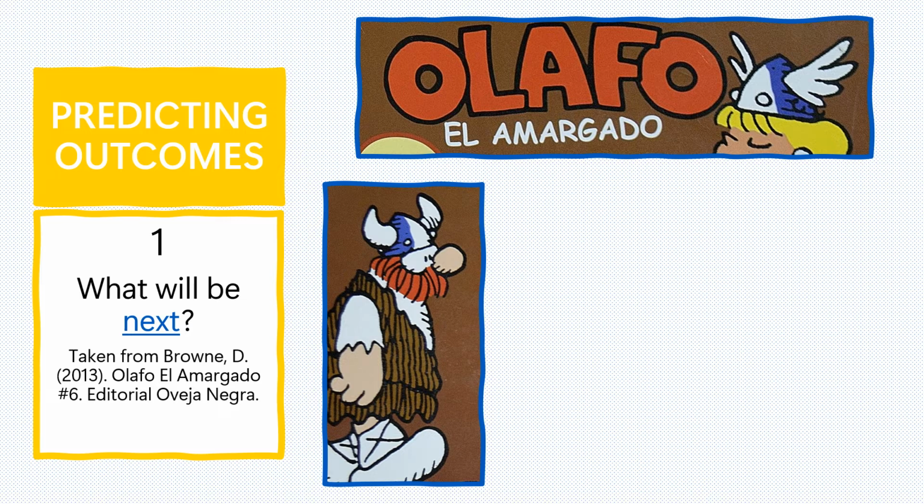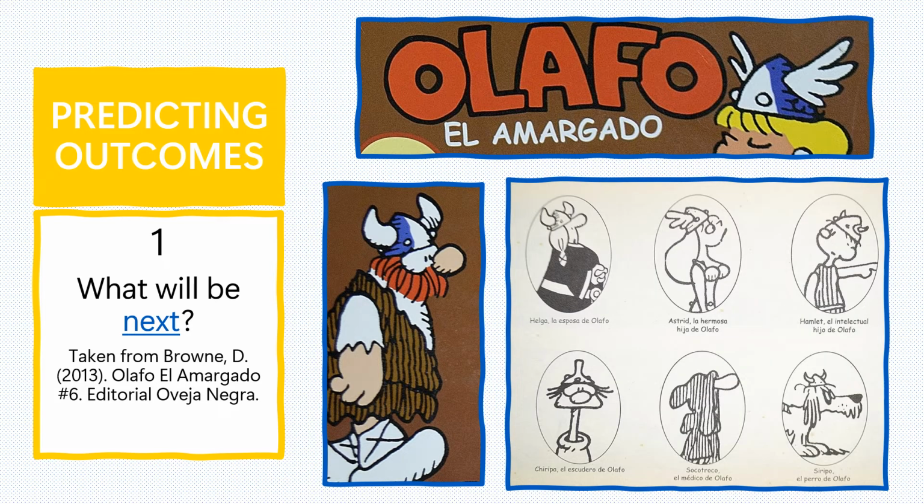So let's see Olafo el Amargado. He has a family, he has a friend, he has a dog, two girls in his family.